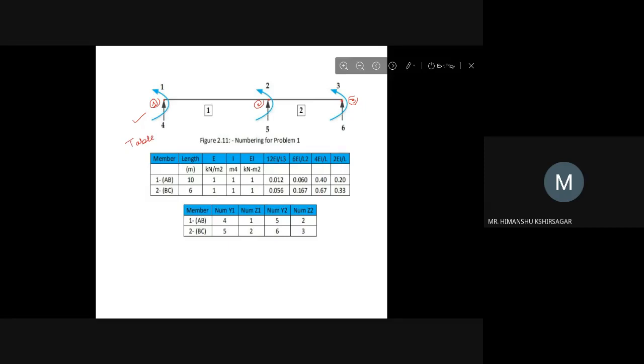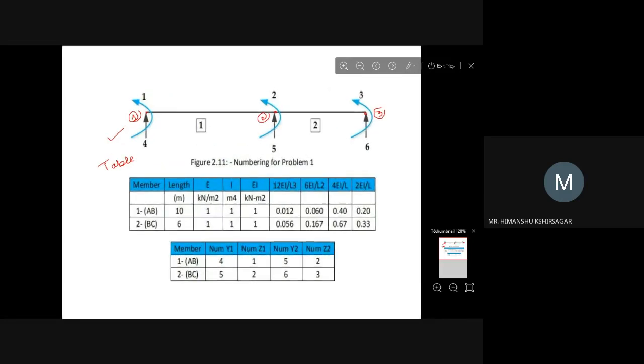So this is member length, then value of E, value of I, then EI, and these are the coefficient values. Okay, so in the SMS matrix, if you remember, there are 4 types of stiffness coefficient values: 12 EI by L cube, 6 EI by L square, 4 EI by L, and 2 EI by L. So first member is member AB, and second member is BC.